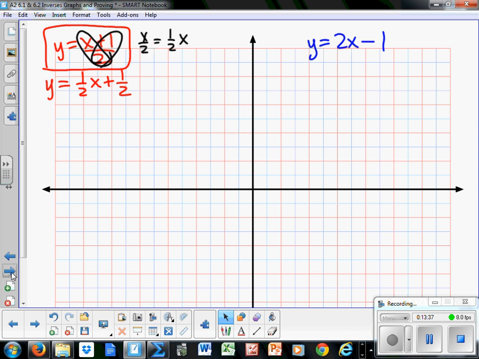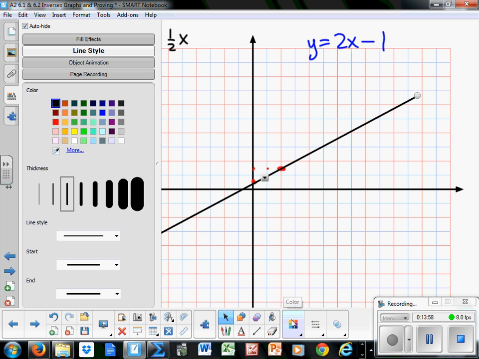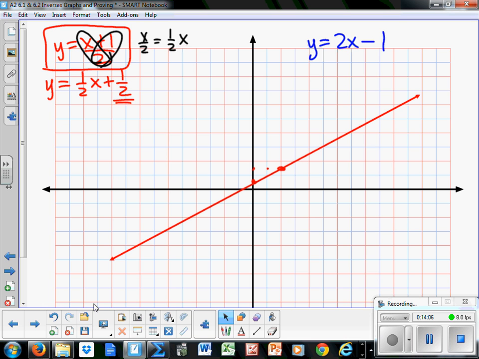Okay, so let's do some graphing. At the y-intercept of 1/2, I'm now going to go up 1 and over 2. And I can draw a little line through there. Something like that. I'm going to fix that a little bit. Let's make that red. And for you purists out there, we'll even put some arrows on. Okay, so there we go.